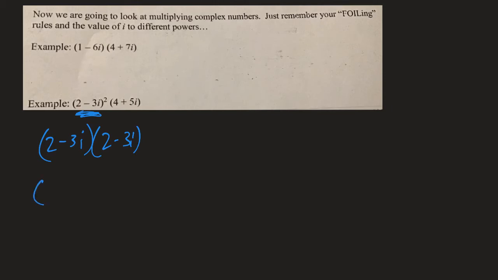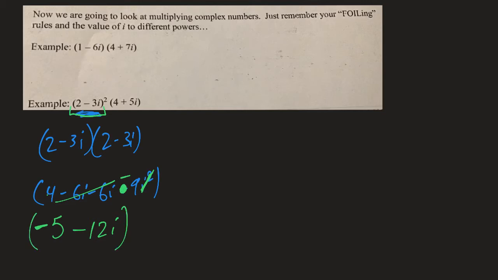Okay, hopefully as we distributed this, you got 4 minus 6i minus 6i plus 9i squared. Okay, and we're going to go ahead and also combine these two to be minus 12i. And this I squared is going to make this a minus 9 instead. So 4 minus 9 is negative 5. All right. So this first portion right here, 2 minus 3i squared, is going to be negative 5 minus 12i.